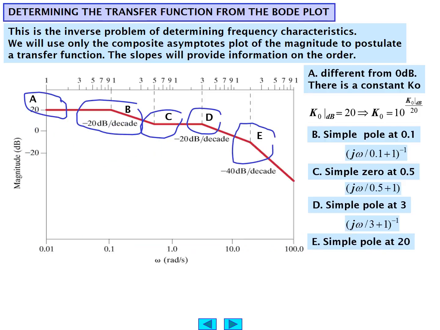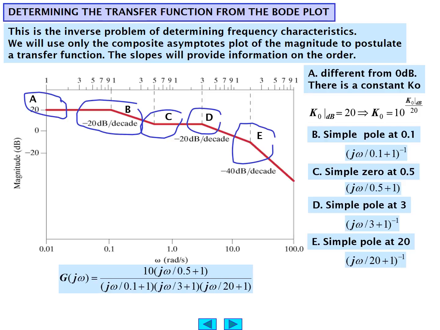And finally at E, there must be another simple pole at 20, producing an overall 40. Remember, it's 20 dB per decade even without E occurring, but when E occurs, it is an additional 20 dB per decade, or a total of 40. So that's j omega divided by 20 plus 1, standard form, inverse, because it's a pole. So now we can write the overall gain function that this Bode plot represents by bringing those terms together.